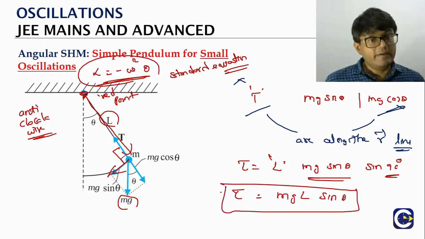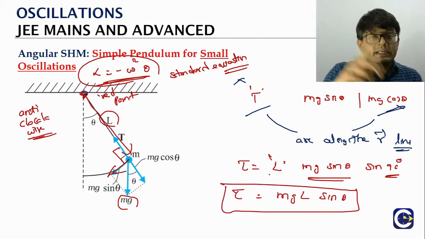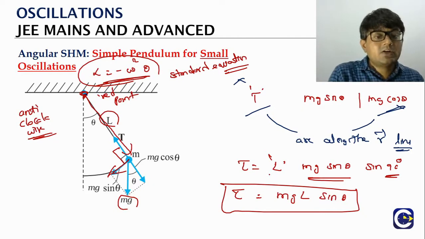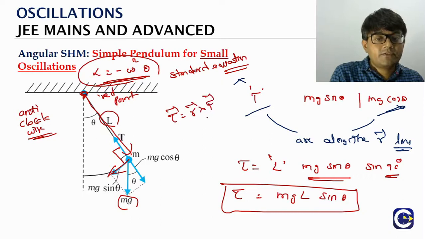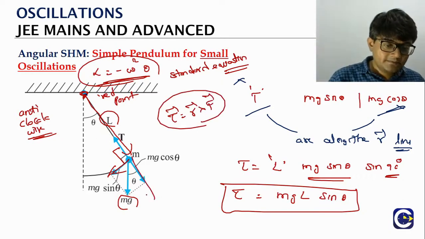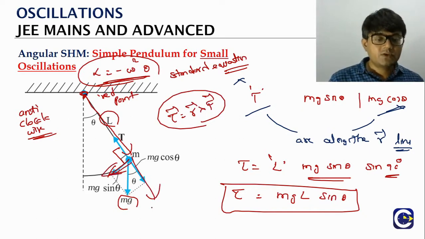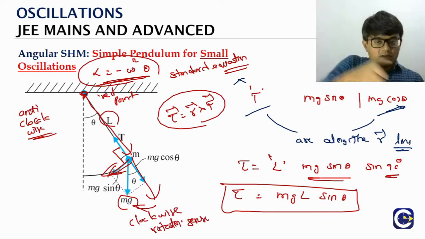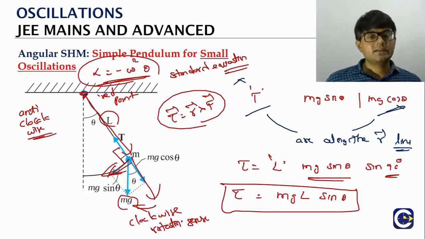This is the torque value. But torque is a vector quantity. How do we get the torque direction or the turning effect orientation? By the cross product relation. So how do we get it? Torque is equal to R cross F. Now R is in this way, F is like this. So if you do R cross F, what is it? It is in the clockwise rotation sense.